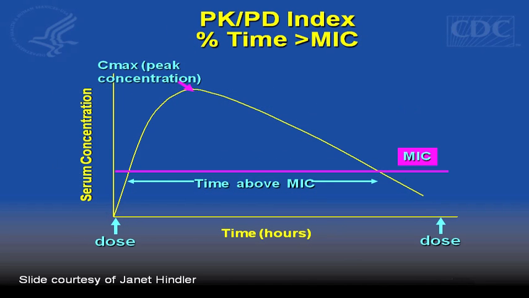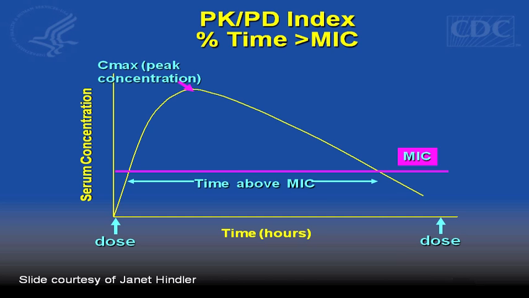And this is an example of one of the parameters that will be used in the modeling. This is a measure of percent time over MIC. So here a drug is given where you see the dose, and the drug concentration increases in the body over time, and you see that arc, and it gradually decreases as time goes by, and then another dose is given.